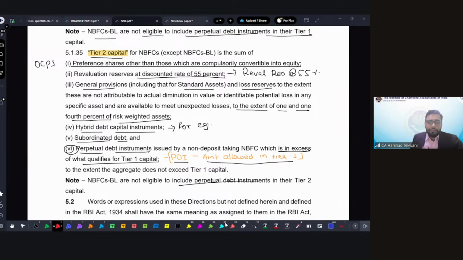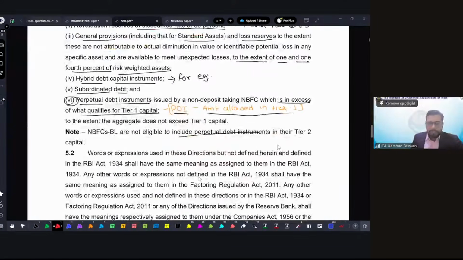yeah, here on 5.1.35, it's a tier 2 capital for NBFC except NBFC for BL, which means the tier 2 itself is not applicable for BL. No, it's not like that. Okay, only the below item is excluded. Yeah, because this note is given, only this alone is not applicable. Yes. Oh, okay. Okay, sir. I wrongly conceived that this entire tier 2 itself is not applicable.